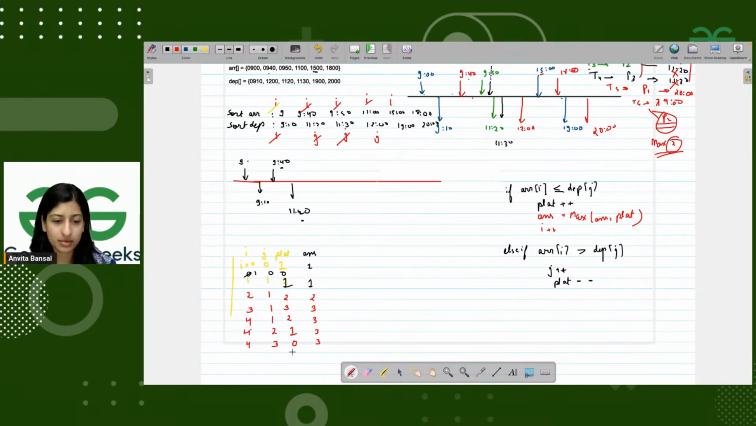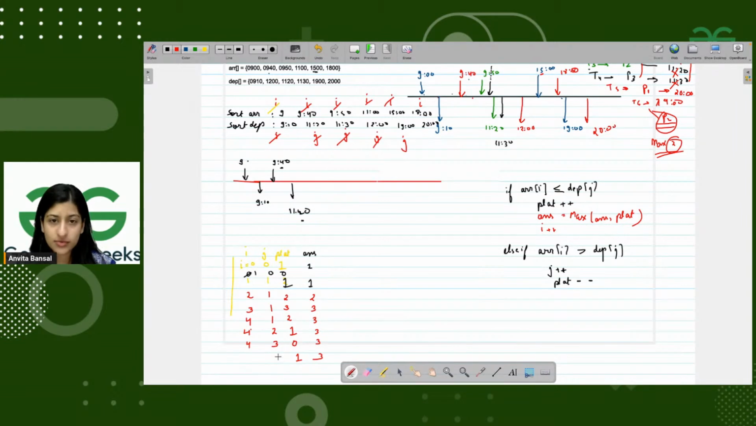So for that I am reducing the count of platform. Okay, now I'm at this index. So when I compare it again, your J will be incremented and it comes to this position. When it comes to this position, the comparison will be for this condition: ARR of I is less than your departure of J. Platform will be increased to 1, right? Answer is still stored with 3 and I is incremented at this position.